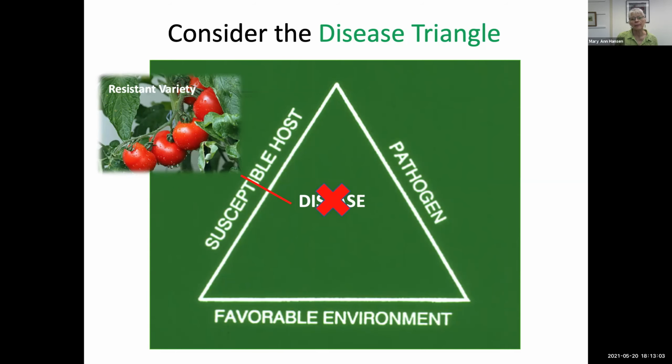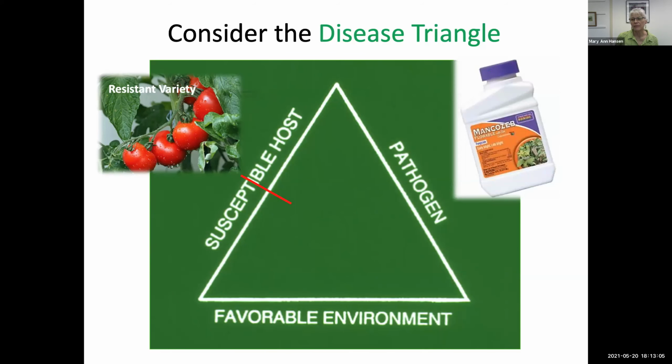Another way that we commonly use is pesticides, or in the case of disease, it's usually fungicides. That's basically the only type of pathogen that we control very readily with chemicals. But basically, if you're spraying a chemical, you're trying to inhibit the growth of the pathogen. And so you're breaking that side of the triangle.